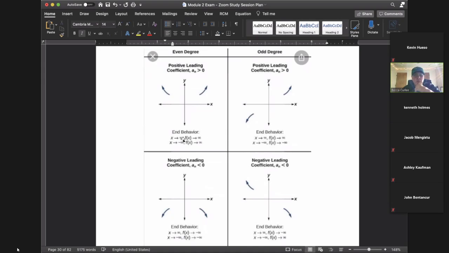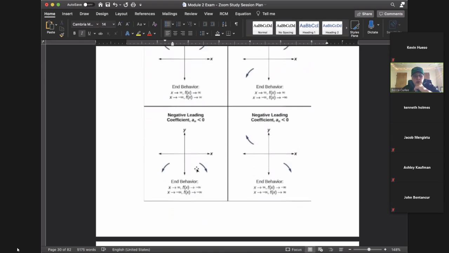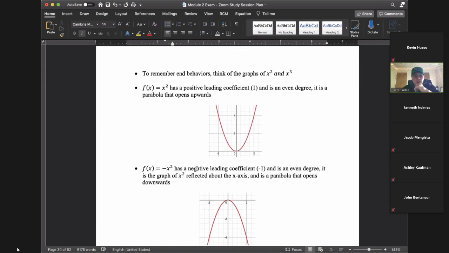With end behavior, you've got x approaches infinity as f of x approaches infinity. So as x approaches infinity, you can see that the y right here is also approaching infinity. And as x approaches negative infinity, the y value is also approaching infinity. If you have a positive leading coefficient in an odd degree, it's going to be just like the cube function. As x approaches infinity, y also approaches infinity. As x approaches negative infinity, y approaches negative infinity. And they're opposites for the negative case. This is an easier way to remember it.